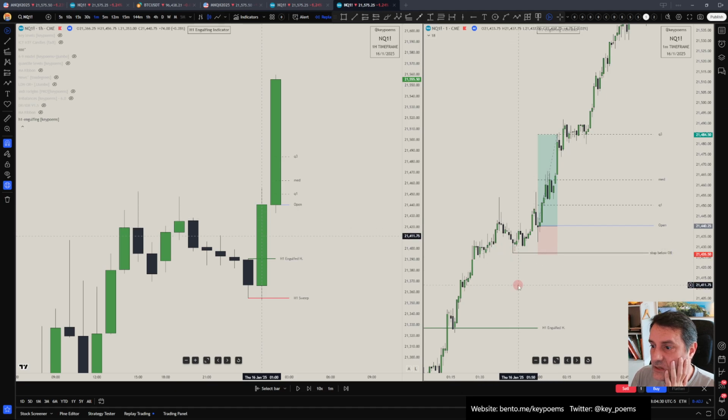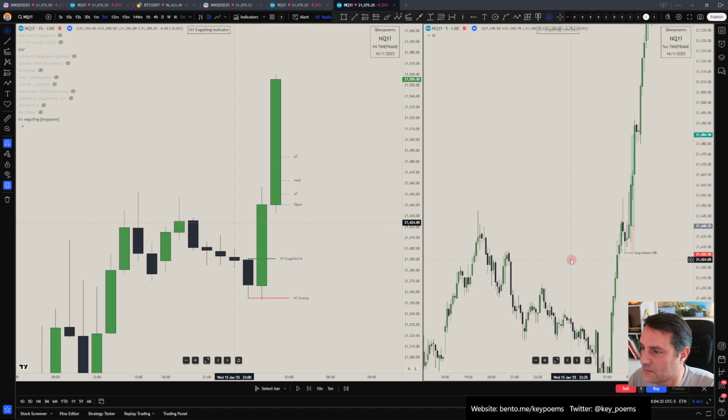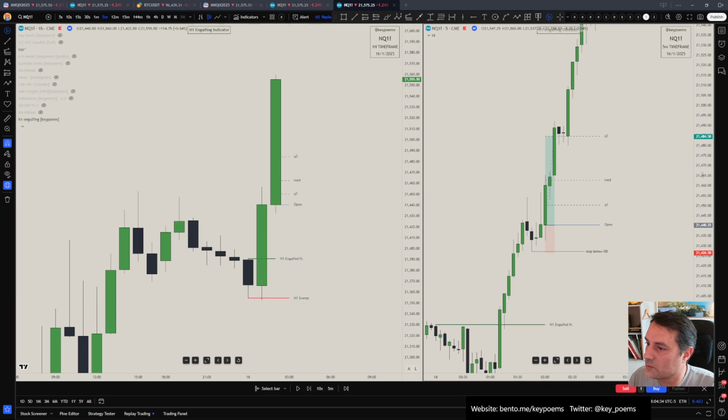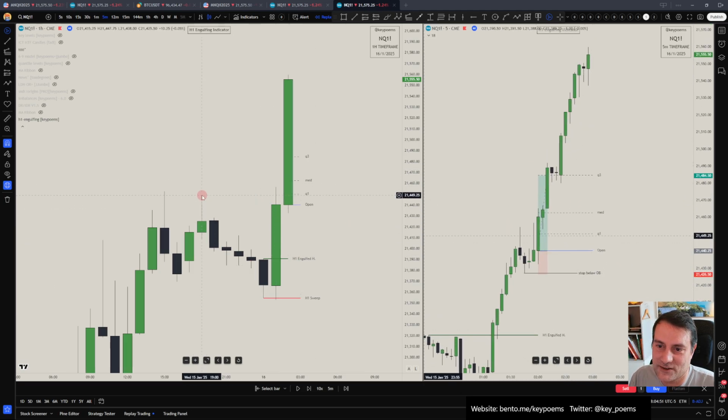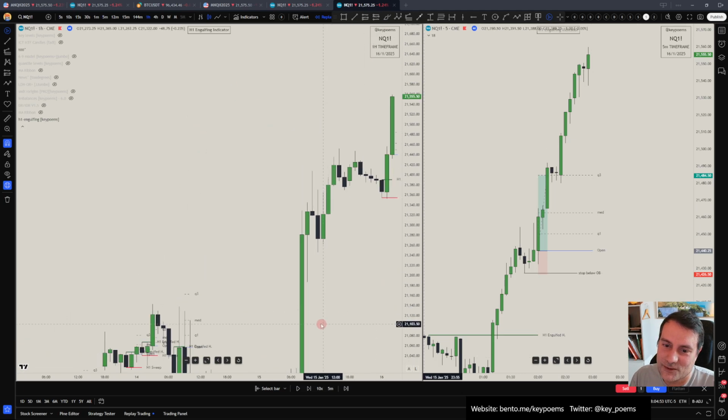So in this case, because I think I was on 5 minutes, yeah, we did close above here. The order block is only valid once we close above here, so this is not proper. But you can protect yourself below the swing. 13-point stop, and it runs like crazy. All right, keep going. Look for other examples.